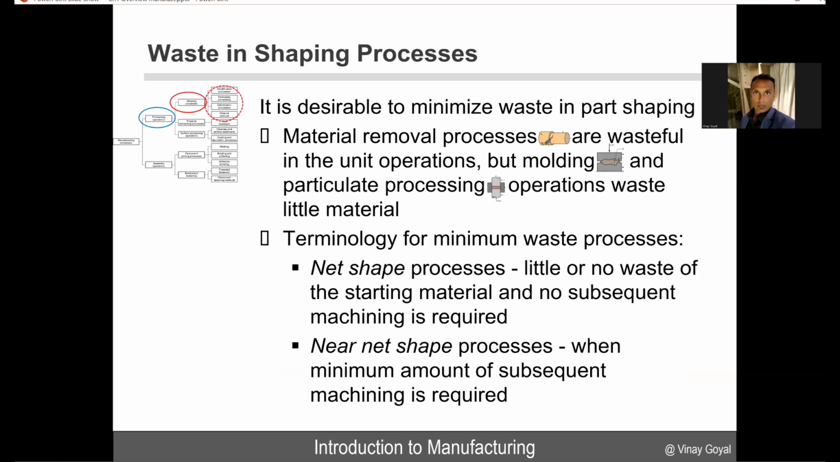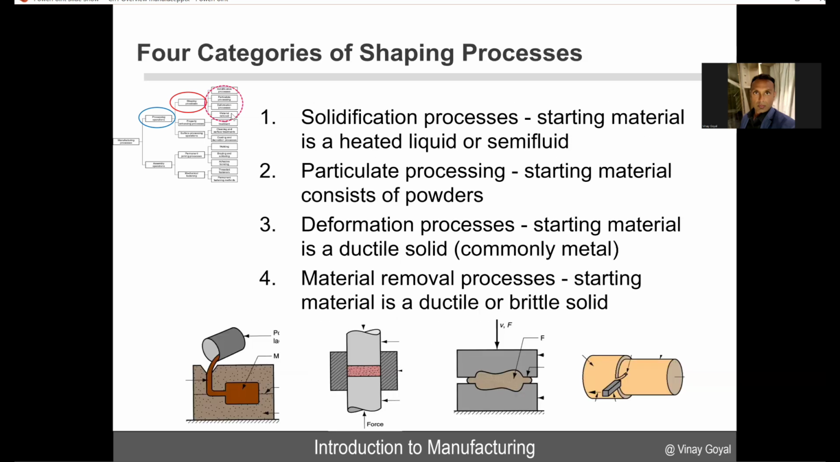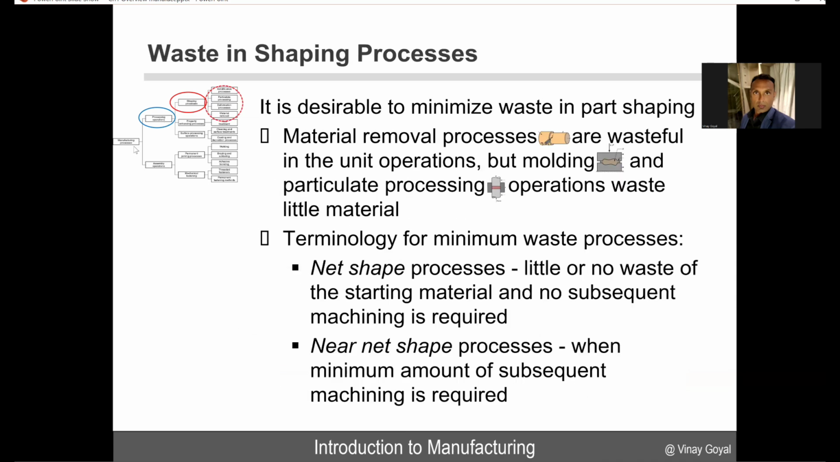So let's look at the waste in shaping processes. When you look at shaping processes, which are part of the processing operations, which are part of manufacturing processes, it is desirable to minimize waste in part shaping. Material removal processes are wasteful in the unit operations. There have been techniques to try to repurpose them, and that's part of the research going on today toward zero carbon emission.